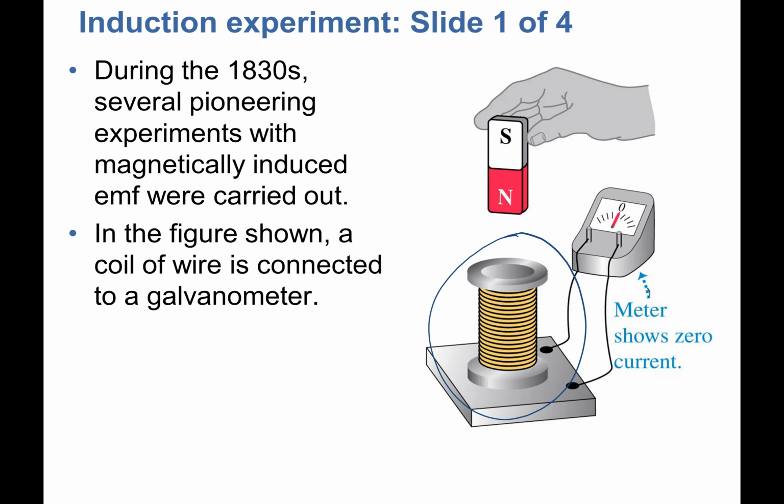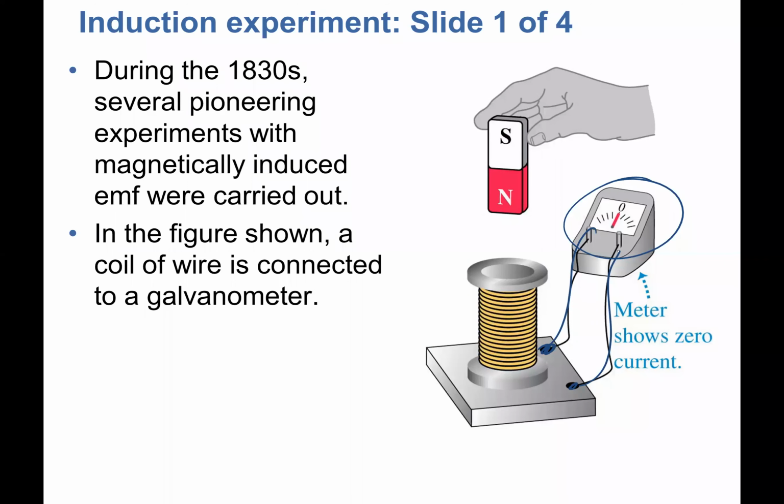What you see here is that there's a galvanometer. You can see here's one end of the wire, here's the other end of the wire, and it's connected to a galvanometer. This just measures the presence of a current. That means if there's a current in this coil of wire, the galvanometer will detect it. It's not a power source. It only detects if there's a current or not.